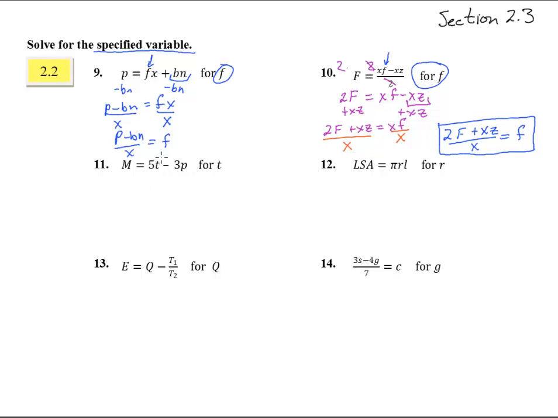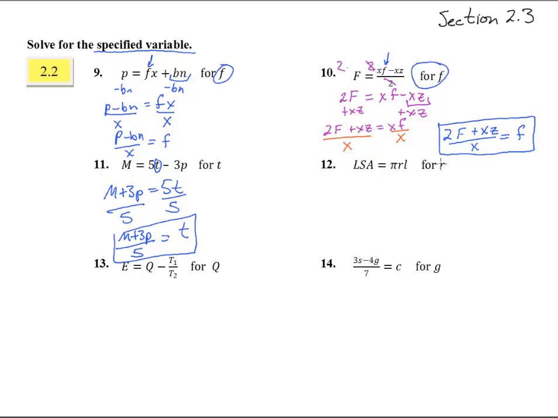Number 11, we're trying to get t by itself. So add the 3p over, and then divide by 5. So we get t equals m plus 3p over 5.